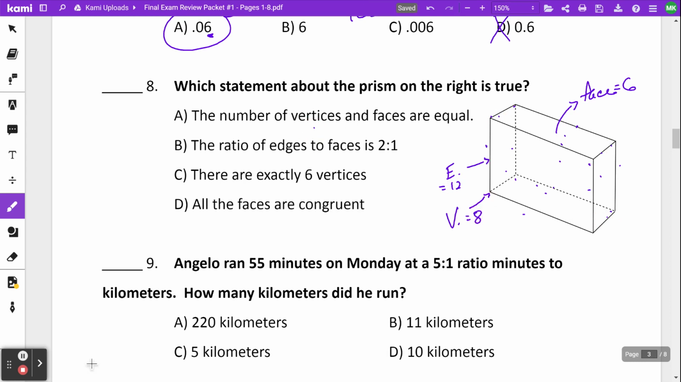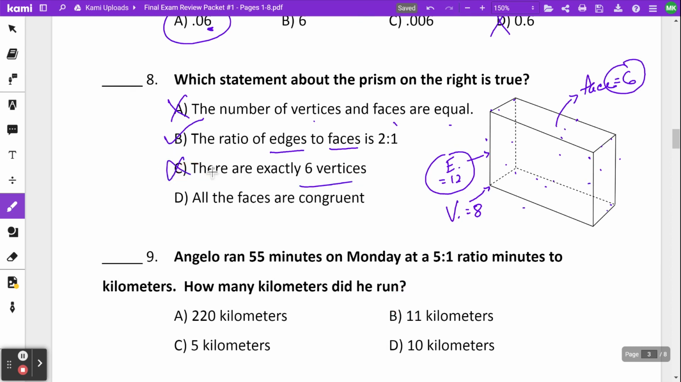Let's see. The number of vertices and the faces are equal. No, nothing's equal there. Edges to faces is 2 to 1. Edges to faces. Well, edges are 12, and the faces are 6. So yes, that's a 2 to 1 ratio. Right? It's double the size. There are exactly 6 vertices. That's not true. We have 8.